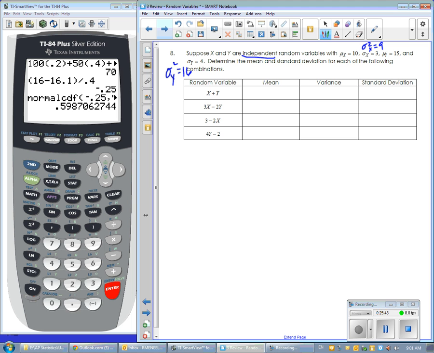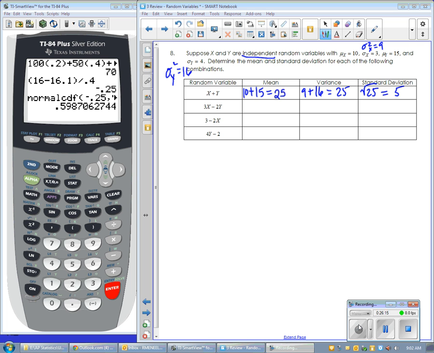Okay, so if I want to find the mean of x plus y, remember with means, it's just very straightforward. I'm going to do 10 plus 15, and that gives me a mean of 25. If I want to find the variances, I'm simply going to add the two variances. So we've got 9 plus 16, and that gives me 25. The standard deviation is going to be the square root of that, which is 5.